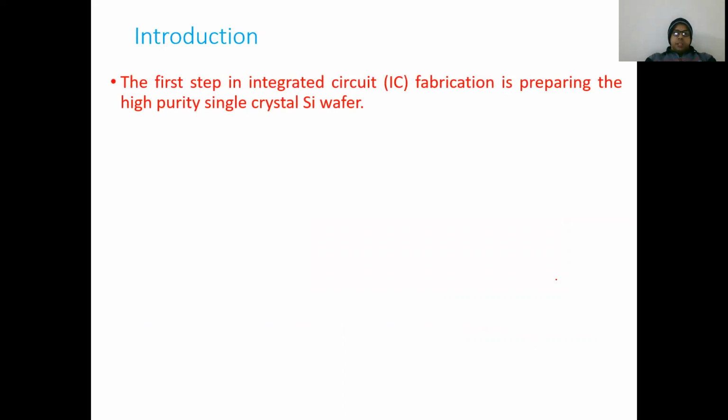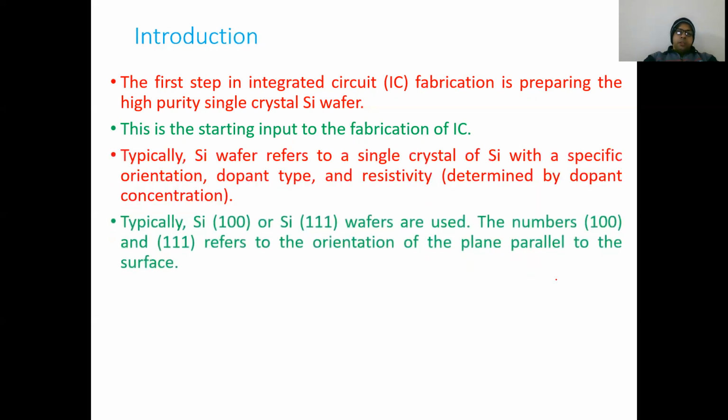So this is the first step in integrated circuit fabrication, and its main utility is to prepare a high purity single crystal silicon wafer. But all of this is not being done at once. It is going through several processes. This is the starting input to the fabrication of IC. This is the first step, rather we can say.